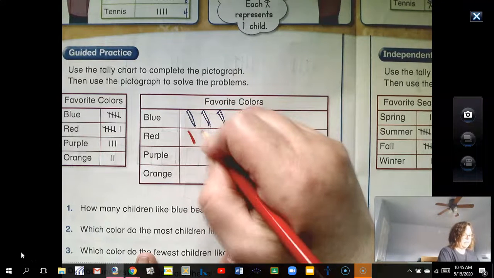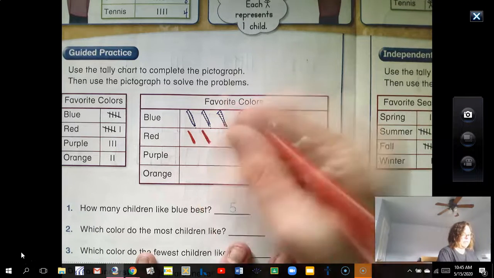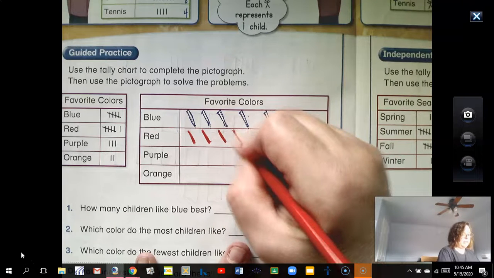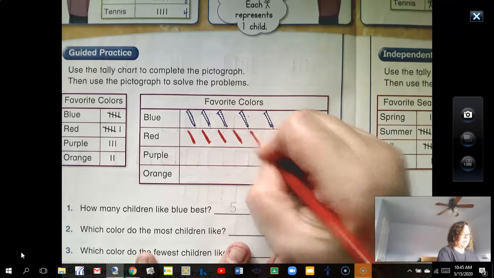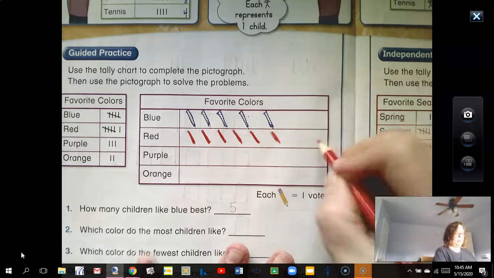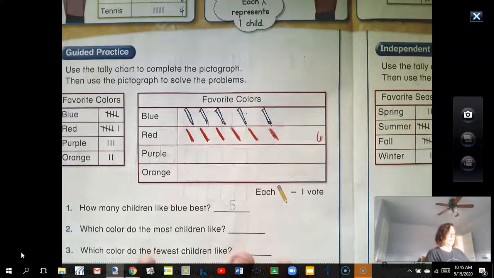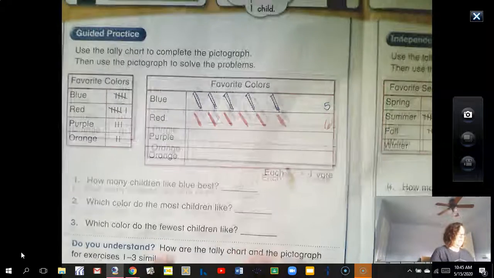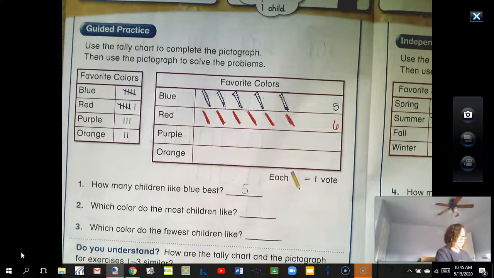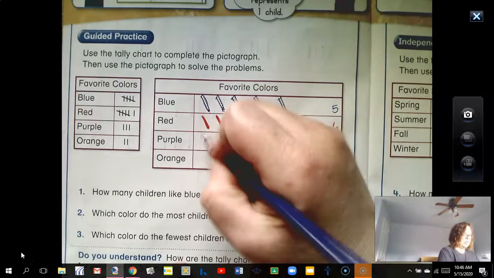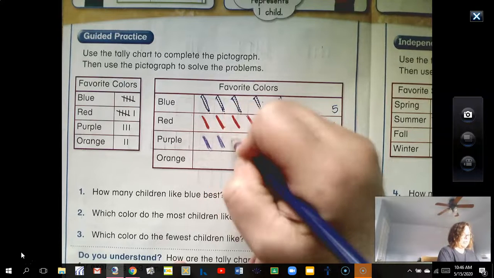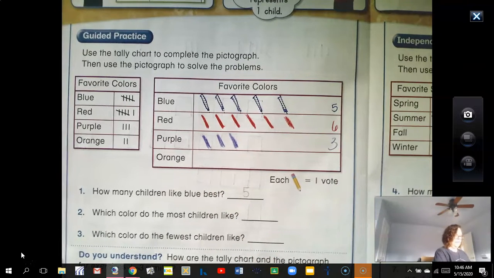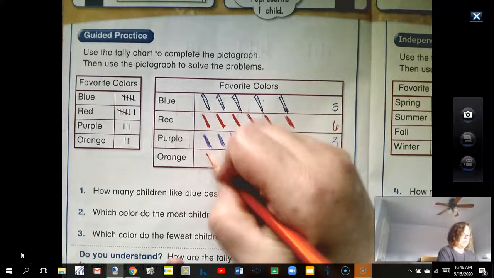1, 2, 3, 4, 5, and then 6. I'm going to put 6 over there. And this is 5. And then purple. But you can just use a regular pencil. You don't have to do this in color. And then orange.